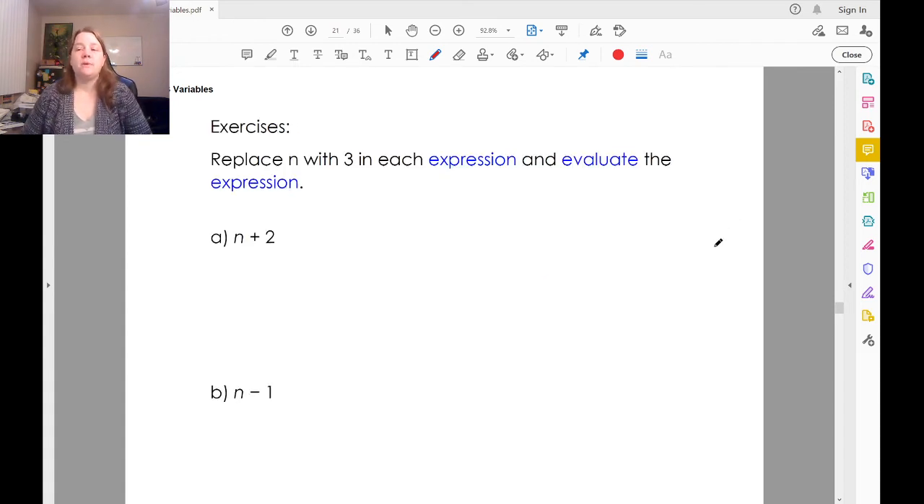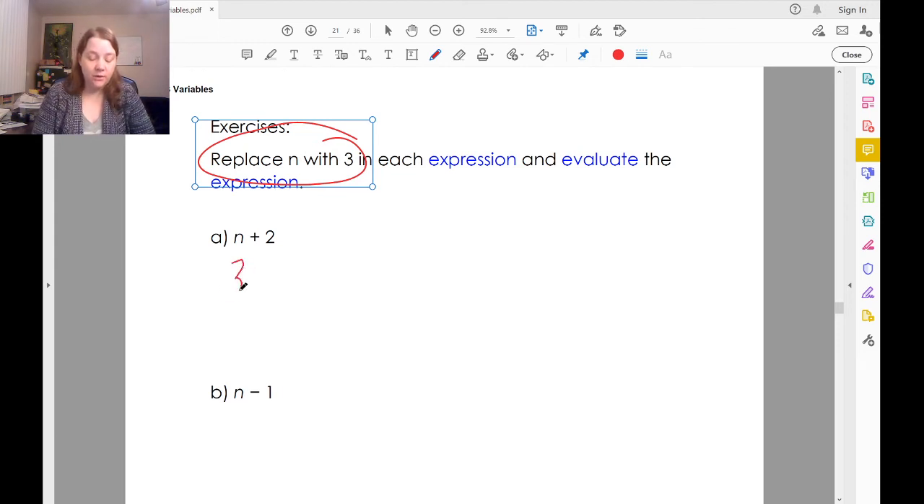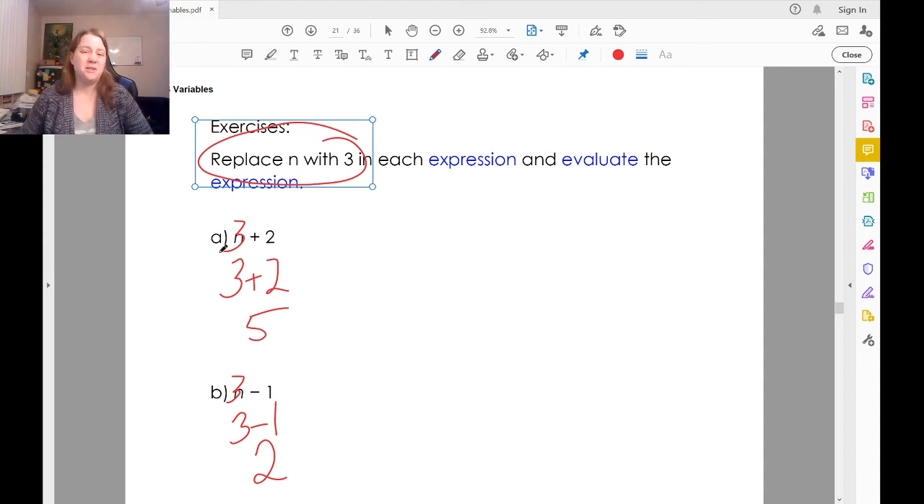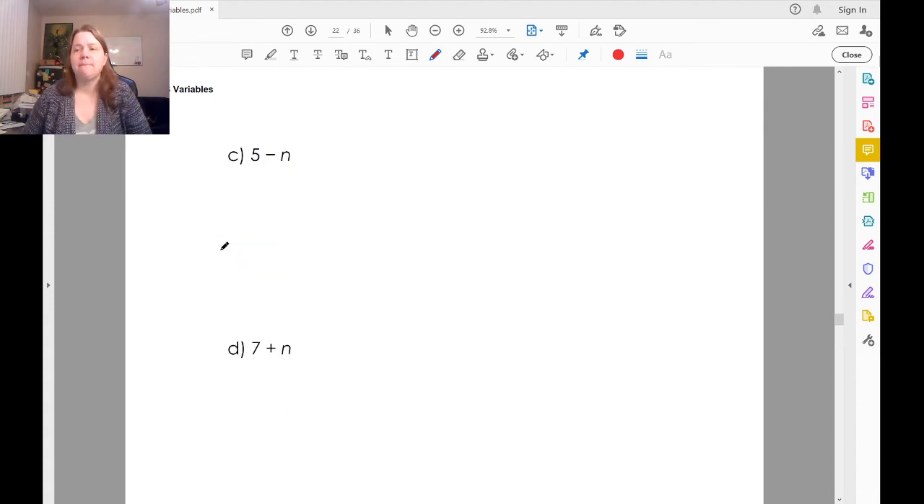They want us to evaluate this expression by replacing n with 3. So instead of n plus 2, it's 3 plus 2, which is 5. Instead of n minus 1, it's 3 minus 1, which is 2. You don't actually have to write the number over the variable. I just do that to show this is what you do. Please don't do that on paper. It makes it very difficult to read. You go ahead and try these. Remember, n equals 3. You try to solve these on your own, and when you come back, we'll talk about it.